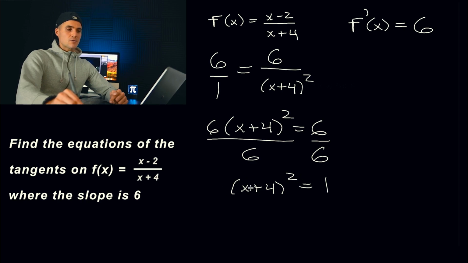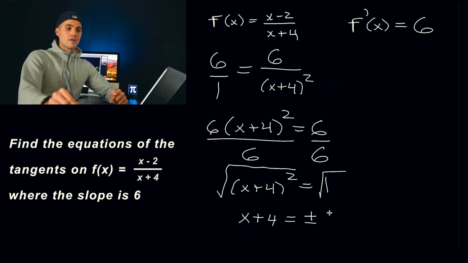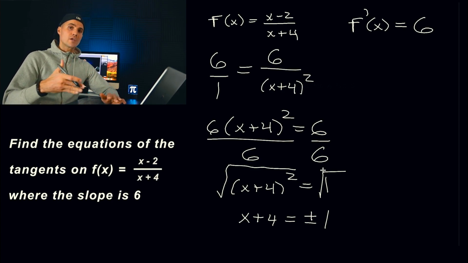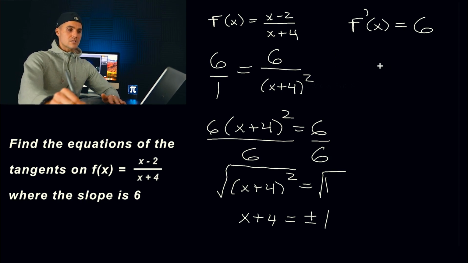Then at this point, to get rid of this exponent 2, we could square root both sides. So when does x plus 4 equal plus or minus 1, right? The square root of 1 is plus or minus 1, so there's going to be 2 cases. And that's why there are 2 tangents where this is going to happen.